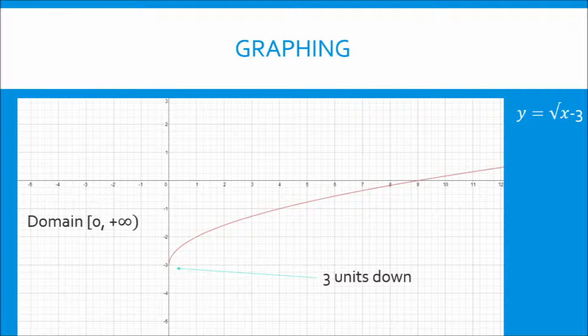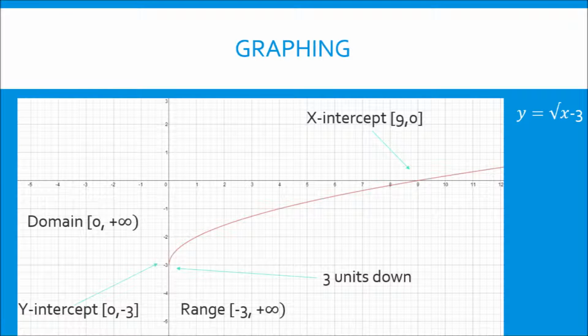The range in this function is negative 3 to positive infinity. It goes all the way down to negative 3, but it goes all the way up to positive infinity, so we write it like that. We have a bracket because we could land on negative 3, but we have a parenthesis because we can't land on infinity. The x-intercept is 9, 0. This is where the function crosses the x-axis, while the y-intercept is 0, negative 3. The y-intercept is where your graph crosses the y-axis.